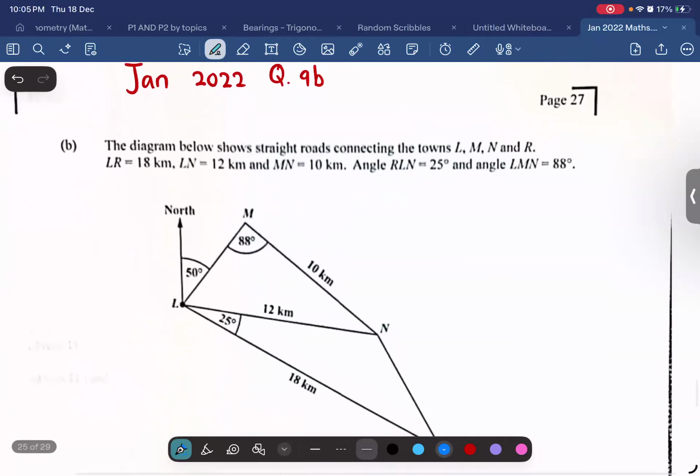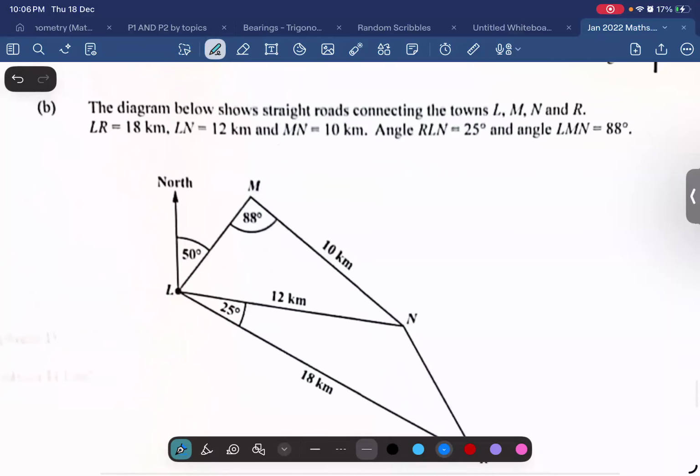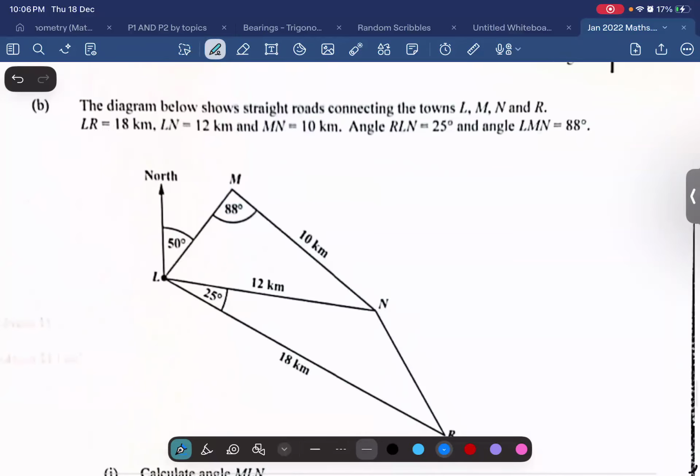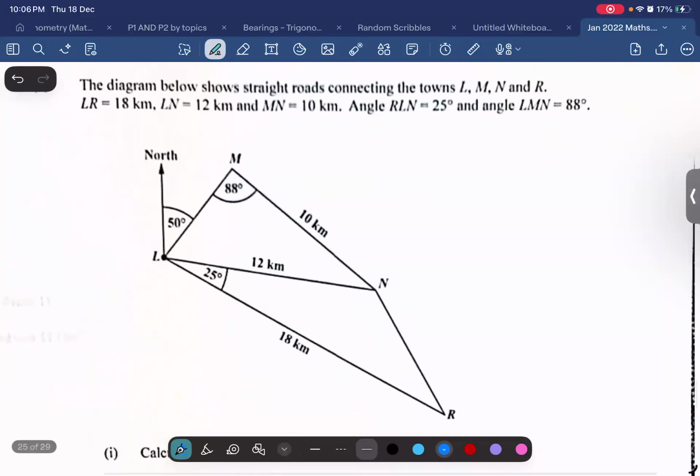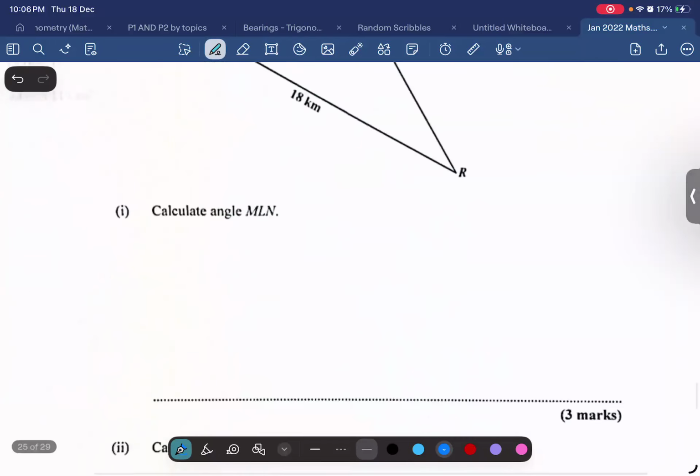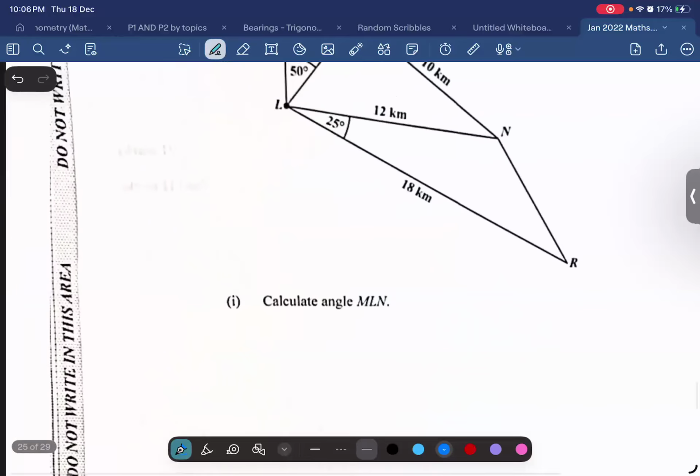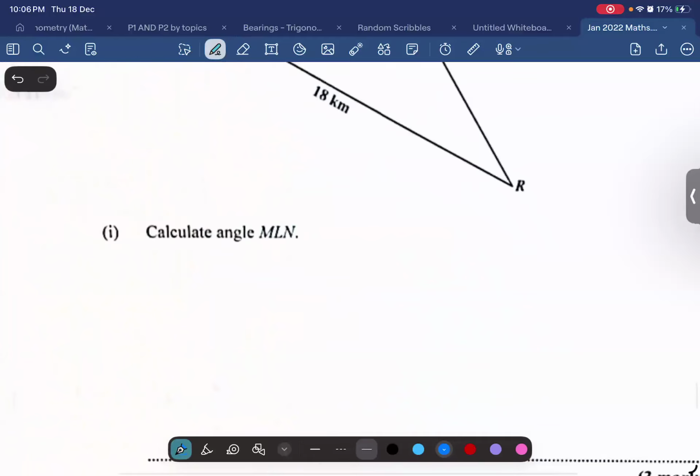The diagram below shows straight roads connecting the towns L, M, N, and R. LR is equal to 18 kilometers, LN is equal to 12 kilometers, and MN is equal to 10 kilometers. Angle RLN is equal to 25 degrees, and angle LMN is 88 degrees. Did they already label everything for us? Yes or no? Yes. Okay, good. The first thing they want us to figure out is angle MLN.